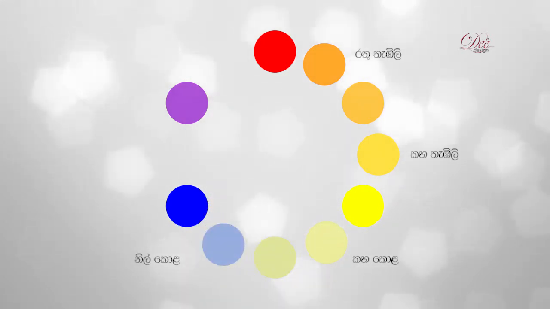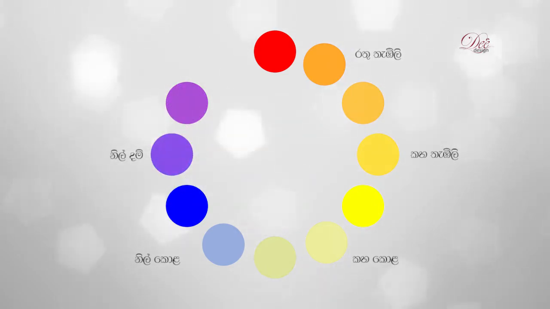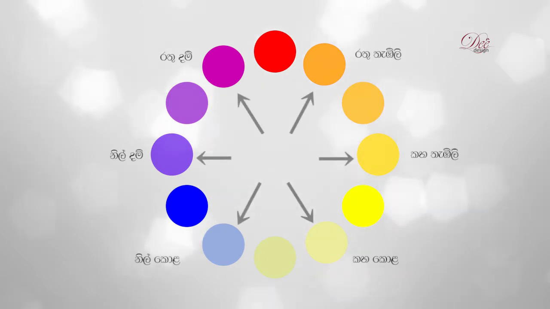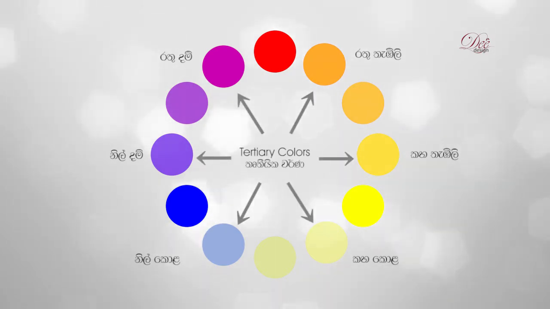Blue mixed with green, you'll get the color bluish-green. Blue mixed with purple, you'll get the color bluish-purple. Red mixed with purple, you'll get the color reddish-purple. These colors are called tertiary colors.